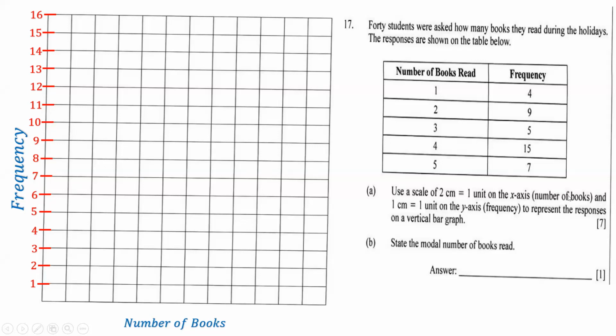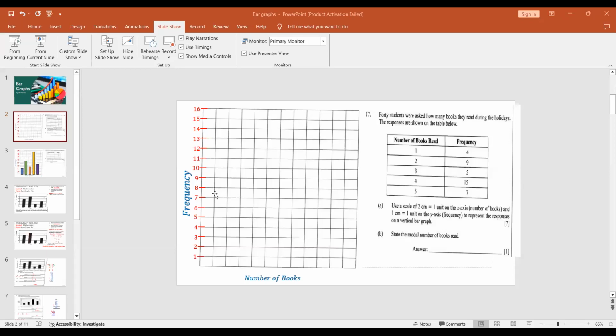On the x-axis is going to be number of books, and on the y-axis it's frequency. And so let's go ahead and represent that. So we have to represent the number of books. Based on how we have it, do you all understand how we have constructed the numbering so far? The x-axis is number of books and the y-axis is frequency.